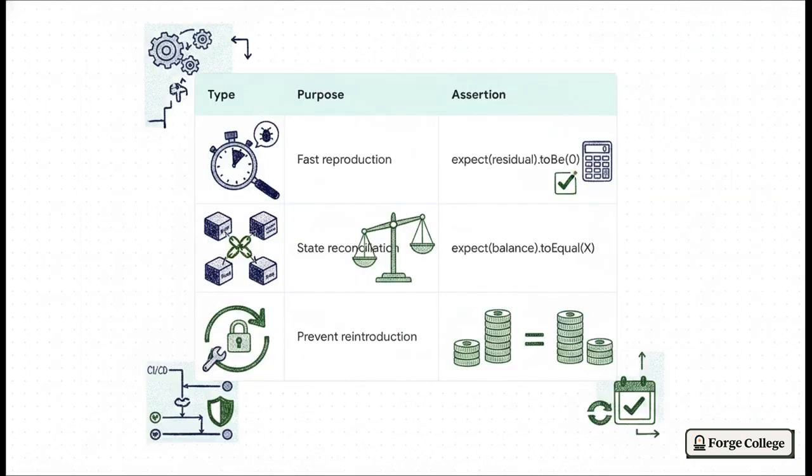This testing matrix right here maps out our entire game plan, showing exactly what job each test performs. So, your unit test uses mocked RPCs for really fast reproduction of calculation bugs, and your assertion here is verifying that the residual balance equals precisely 0. Then your integration test runs on the local validator for end-to-end state reconciliation, asserting that Alice's token balance exactly matches the expected amount post-swap. And finally, your regression tests ensure that once you fix this annoying math bug, it never, ever sneaks back into your codebase in the future.